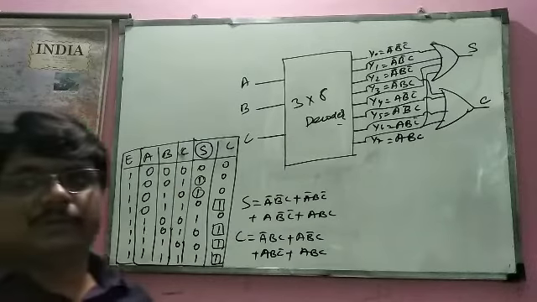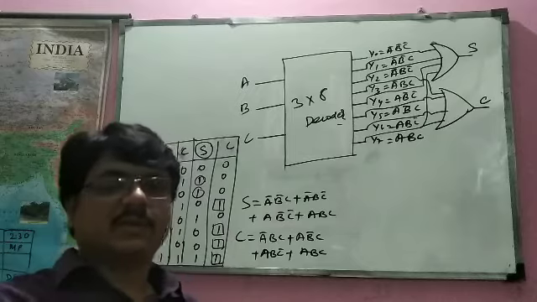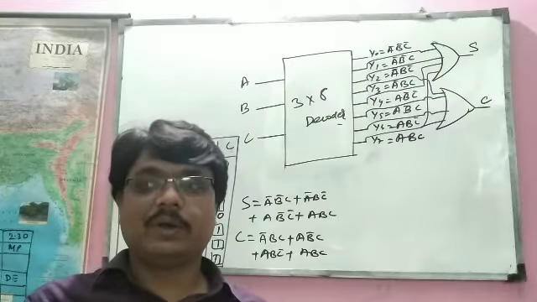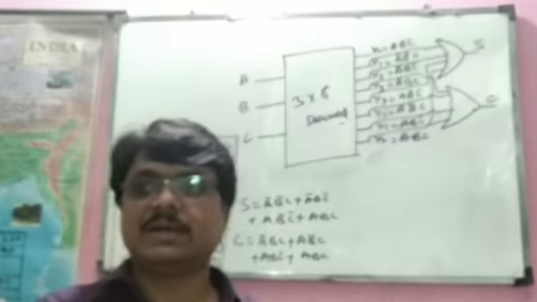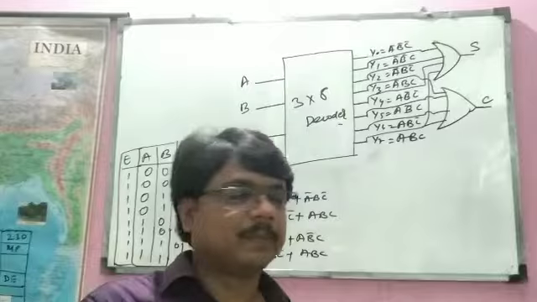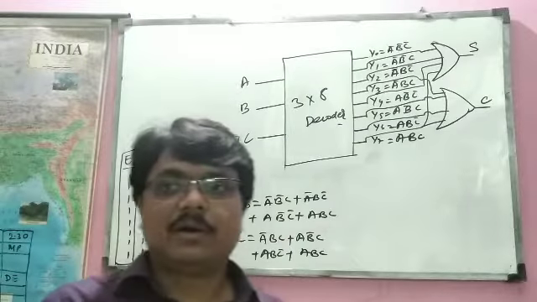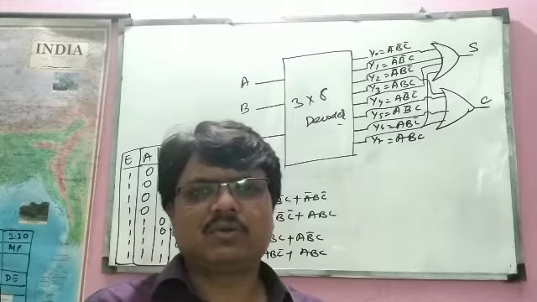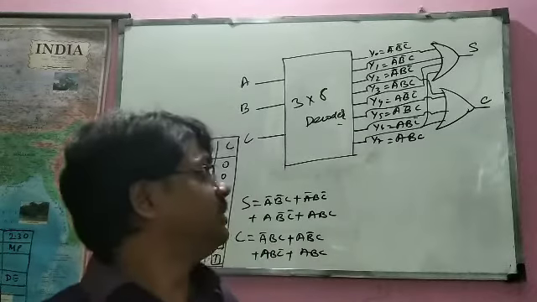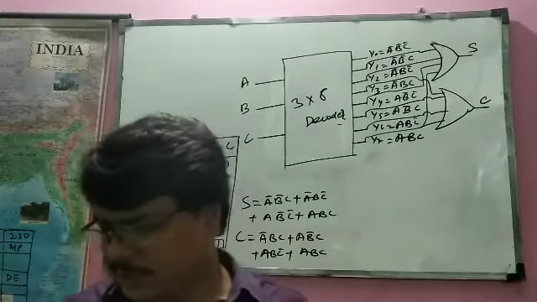So see the beauty. By using this 2:4 decoder, we can implement any circuit. And by using this 3:8 decoder, we can design another circuit. So there are so many possibilities of designing, because it is made up of decoder and that is made up of encoder.